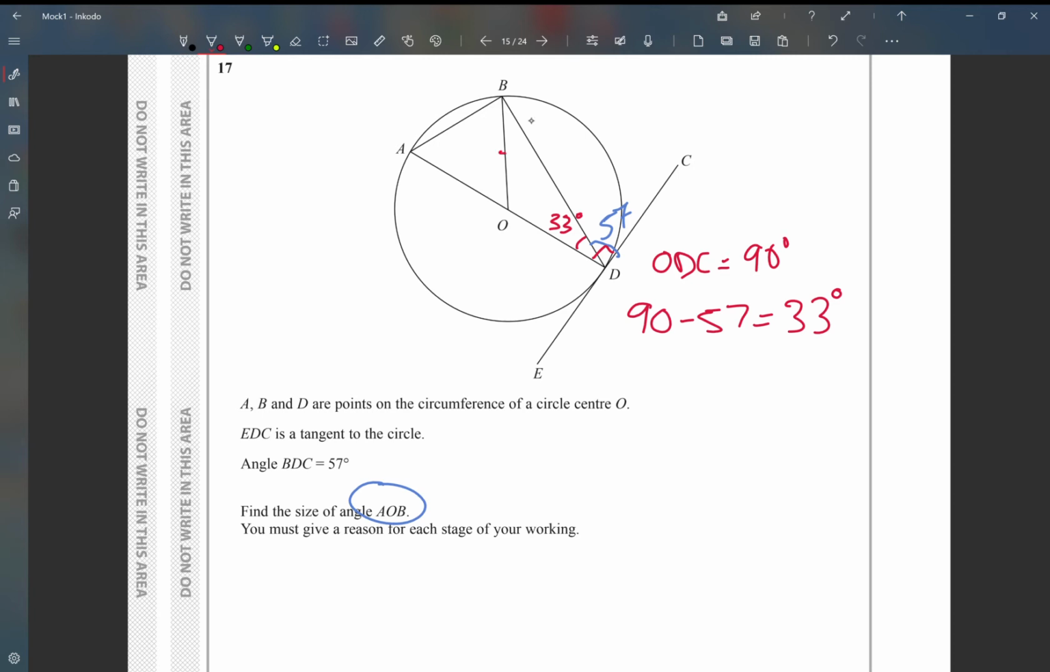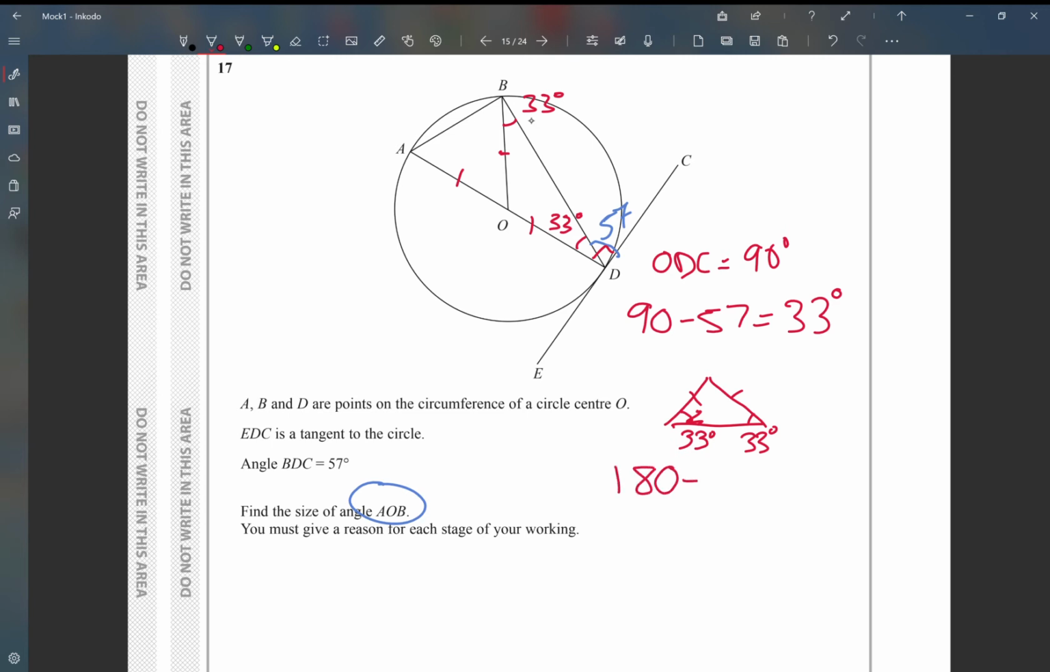Alright, and now that does help us out, and it comes up with circle theorems all the time. There's three radii here, so basically they're giving you an isosceles triangle. So if one of the base angles is 33, the other side must also be 33. Okay, so it's 33 over this side as well.